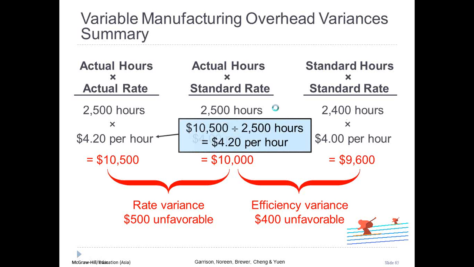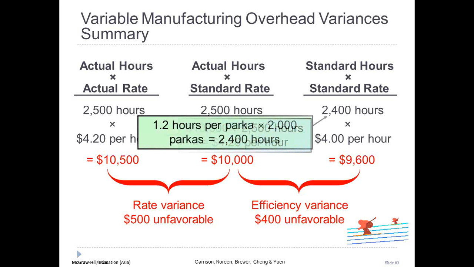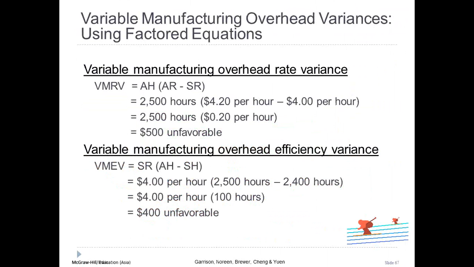The actual price of $4.20 per hour is computed by dividing the actual total cost for variable manufacturing overhead by the actual number of hours worked. The standard quantity of 2,400 hours is computed by multiplying the standard hours for one parka times the number of parkas made. Factored equations can be used to compute the rate and efficiency variances.